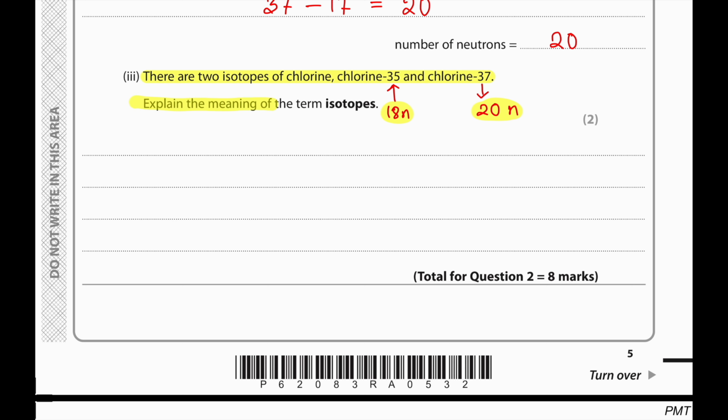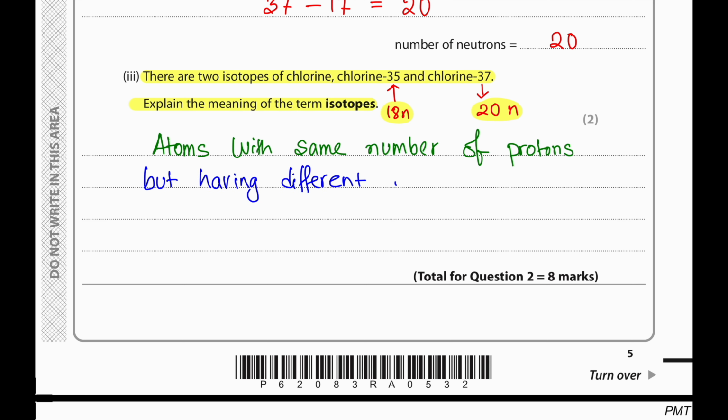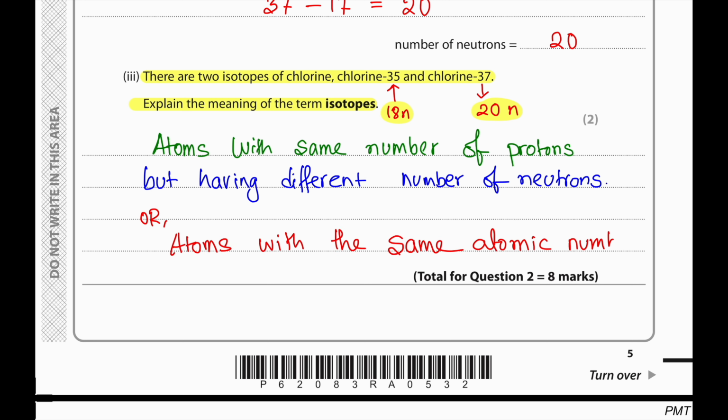Explain the meaning of the term isotopes. The answer can be written: atoms of the same element having the same atomic number but different numbers of neutrons, or different mass number. Atoms with the same number of protons but having different numbers of neutrons, or we can write atoms with the same atomic number but different mass number. This is the meaning of the term isotopes.